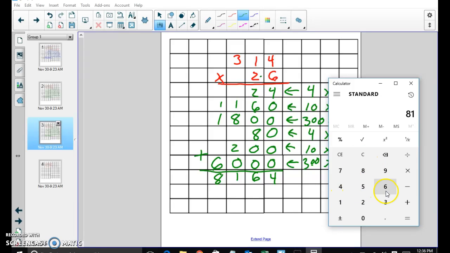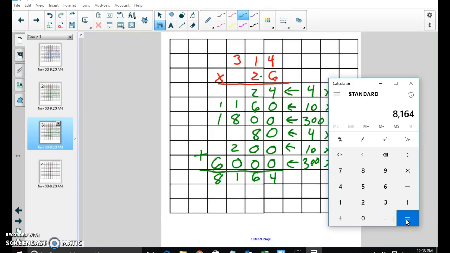So I'm going to check it with division. 8,164 divided by 26 should equal the 314. Booyah! 314. So 314 times 26 should equal 8,164, and it does.